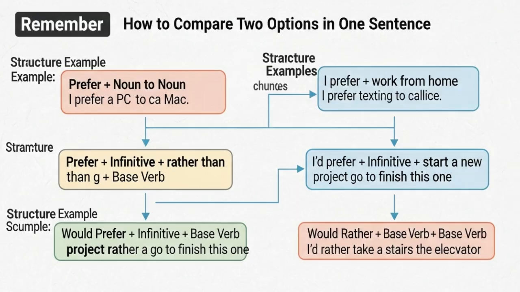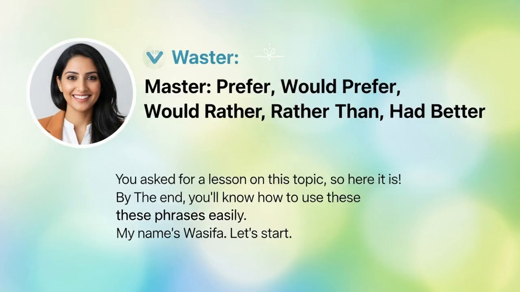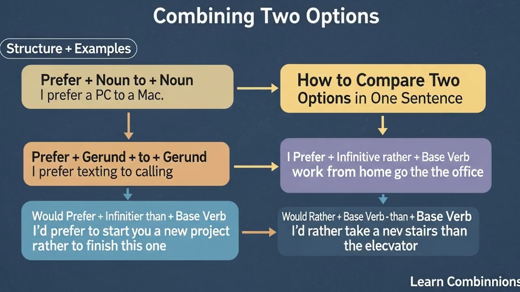Let's look at these combinations again with different examples. The team prefers video games to board games. The team prefers developing games to testing them. The team prefers to release a beta rather than wait for the final version. The team would prefer to work remotely rather than be in the office. The team would rather launch the new app today than delay it until tomorrow. Pause the lesson and think of your own examples.